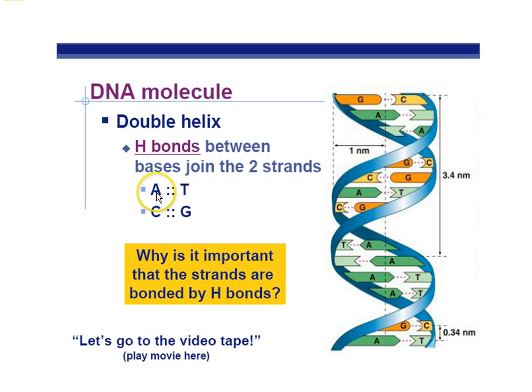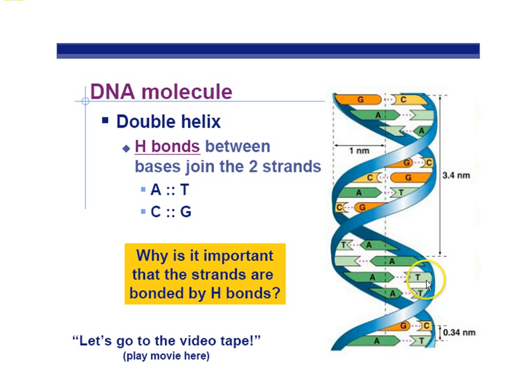A, capital letter, straight line, always binds with capital letter T, straight lines. Curvy letter C always binds, or complementary pairs, with G, also curvy letters. So complementary base pairing rules: straight lines with straight lines, A's with T's, curvy with curvy, C with G's.